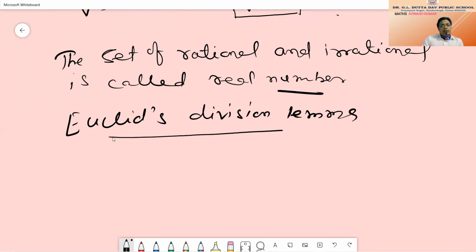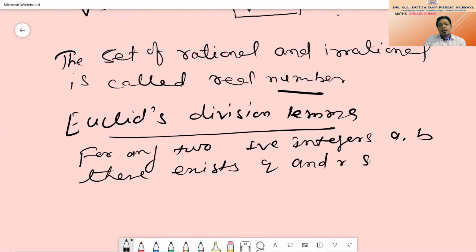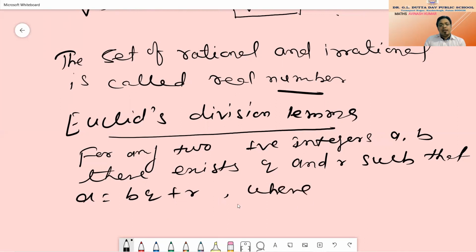What is Euclid's division lemma? It is a concept given by Euclid, a mathematician, who said that for any two positive integers, suppose A and B, there exist Q and R such that A is equal to BQ plus R, where R is greater than or equal to 0 and less than B. This is called Euclid's division lemma.